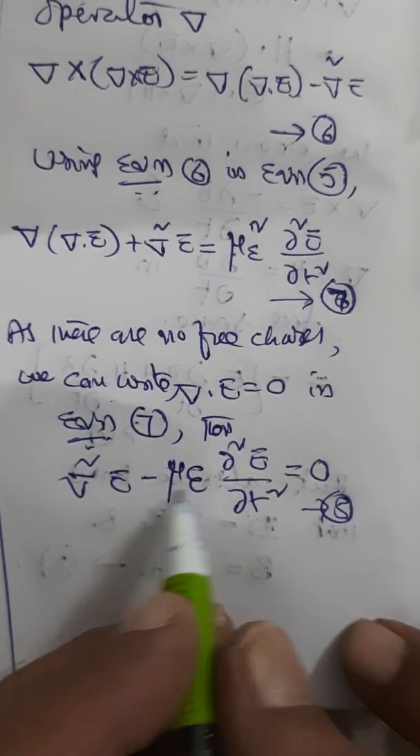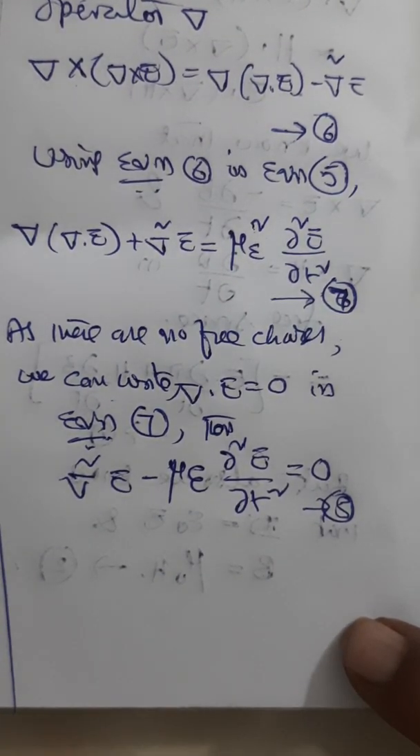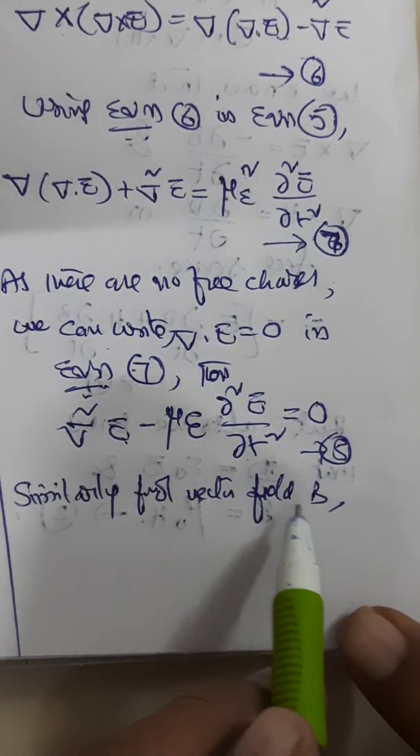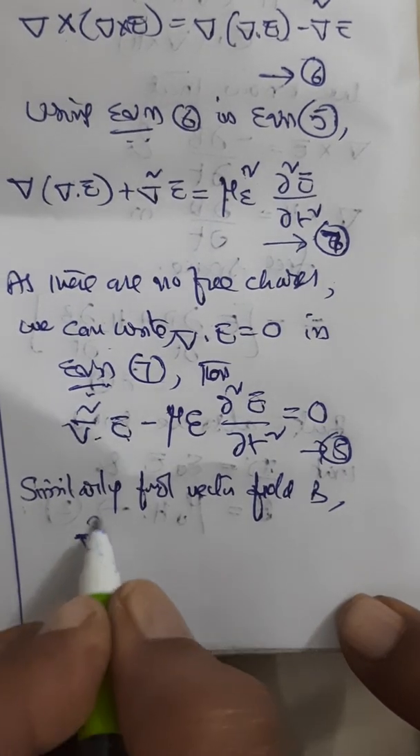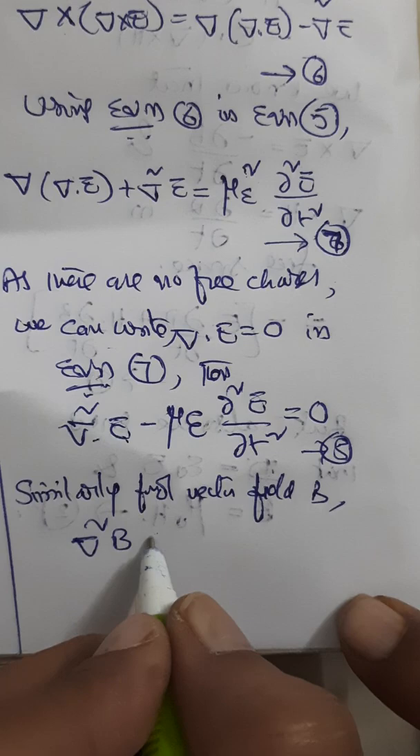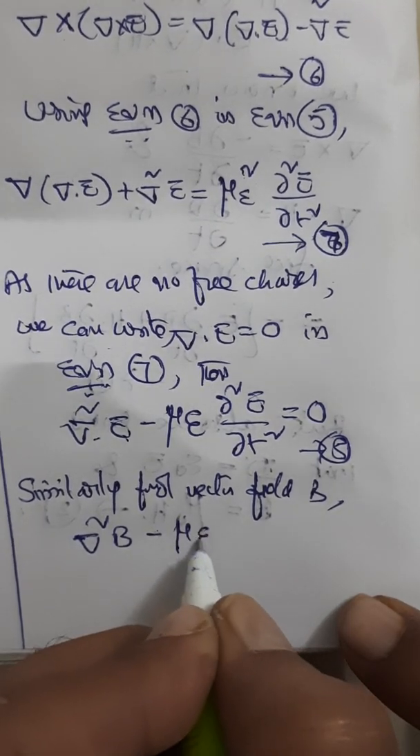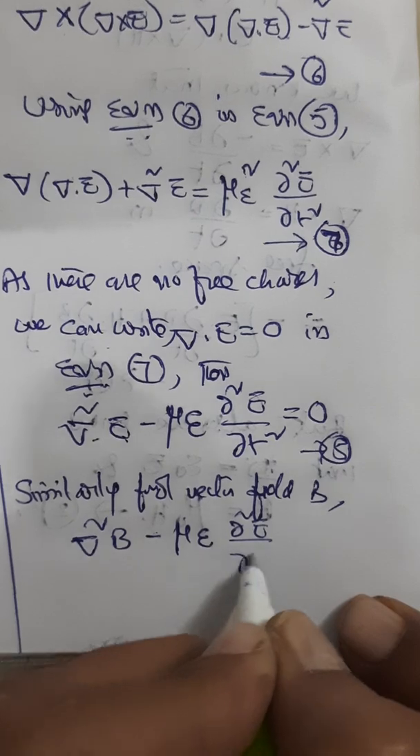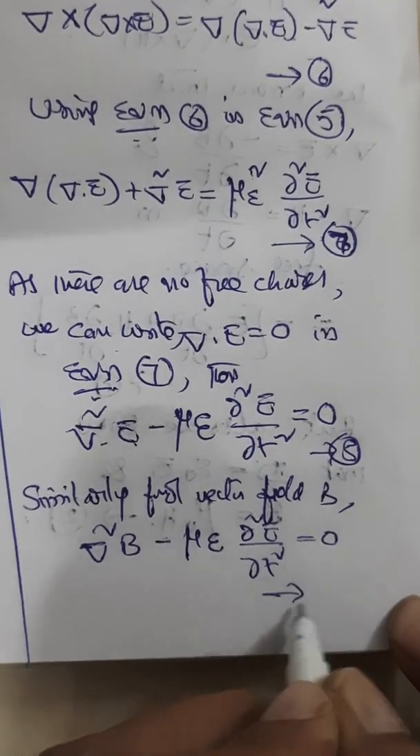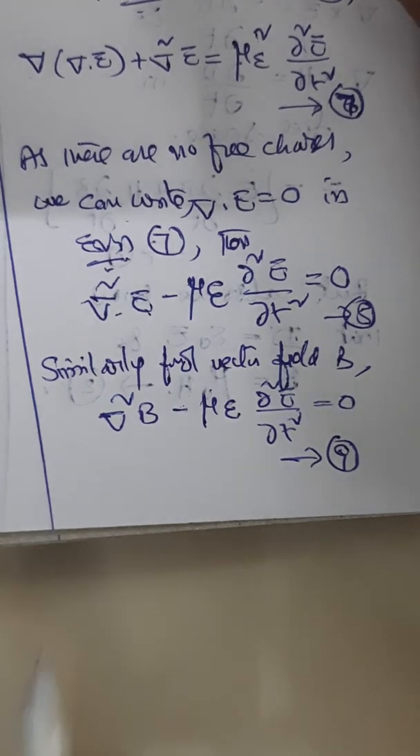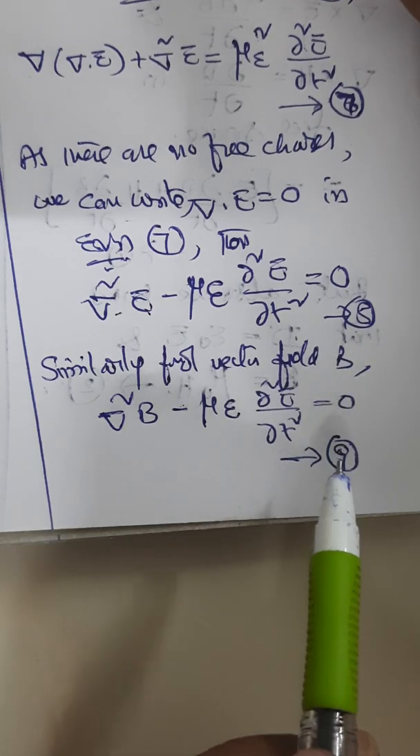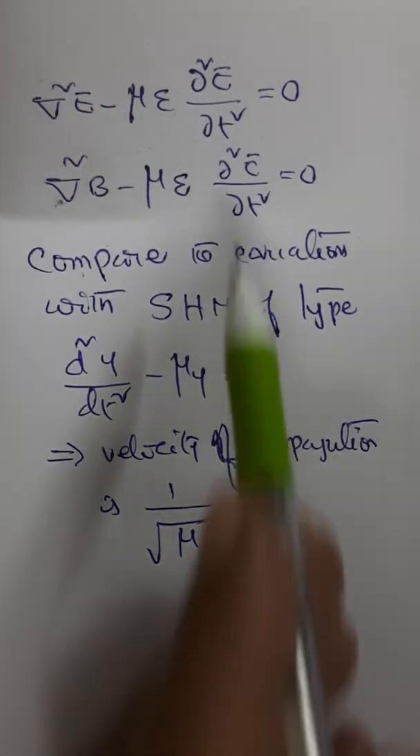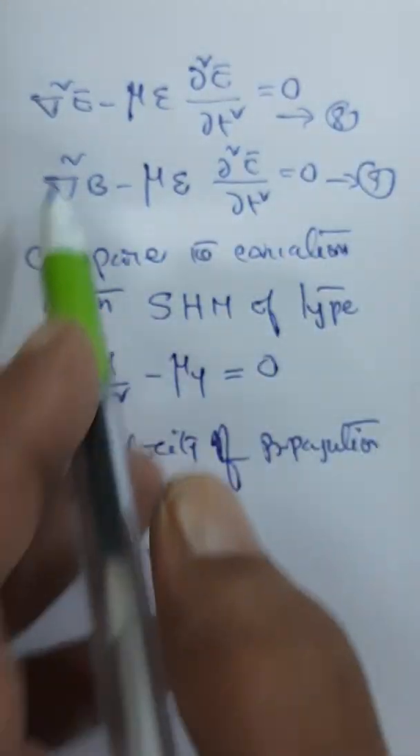So similarly for field vector B we can also get. So this is for the electrical vector. Similarly for the magnetic vector, a similar equation we can get as del square B, instead of E you will have B, minus mu epsilon into dou square B by dou T square is equal to 0. This is equation 9. So these are the field equations for both electric as well as magnetic fields, named as equations 8 and 9.